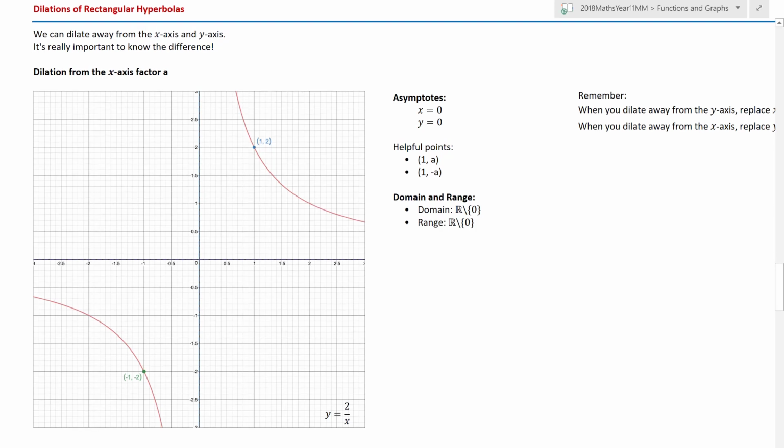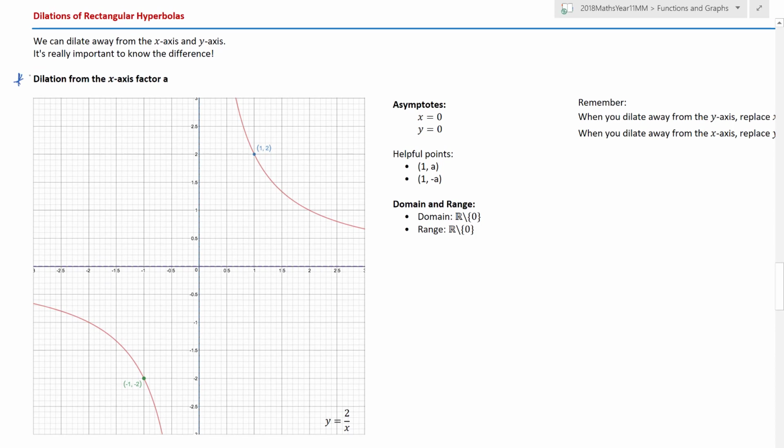If we look at the dilation from the x-axis first, I've said factor a, but it doesn't matter what factor, you can have anything you like. In this situation, I've actually dilated away factor 2. How do I know that? Because I've looked at my points and gone, hold on a moment, my y value has actually become twice as much as it was. Now, you're going to say, what do you mean it's become twice as much as it was?